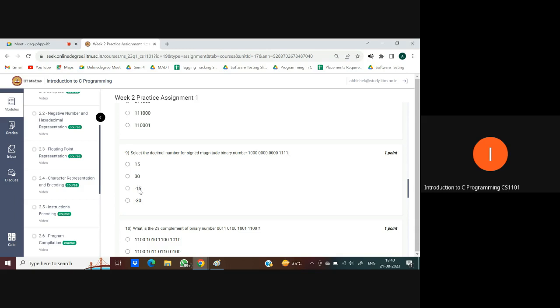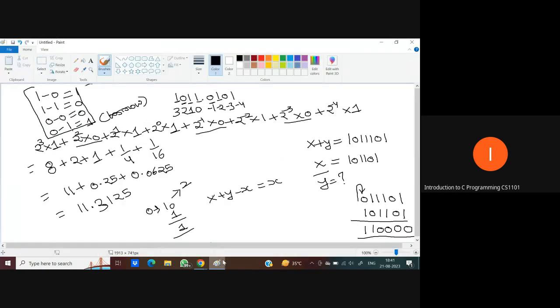That means it is either minus 15 or minus 30. First two options are already eliminated. Now we have to find out what the decimal representation of this binary number is going to be. So what is 4 times 1? Can someone tell me? Is it 30 or 15? So it is 1, 1, 1, 1. So it is 2 power 0, 2 power 1, 2 power 2, 2 power 3. So 2 power 3 is 8.